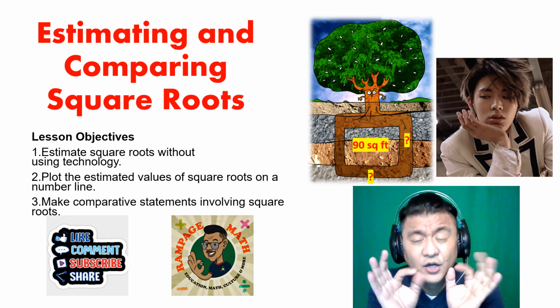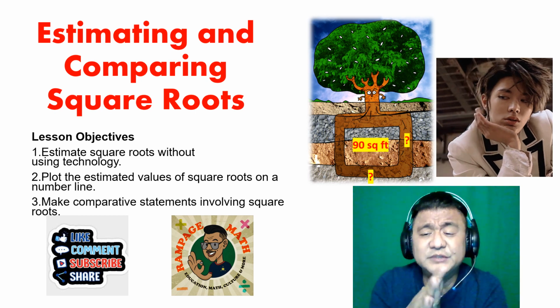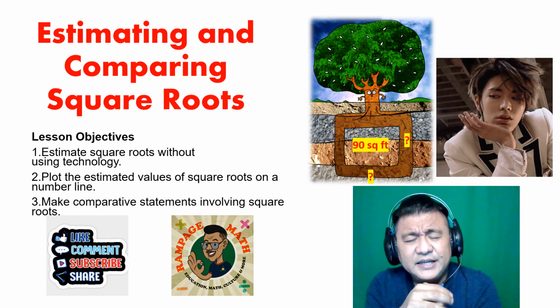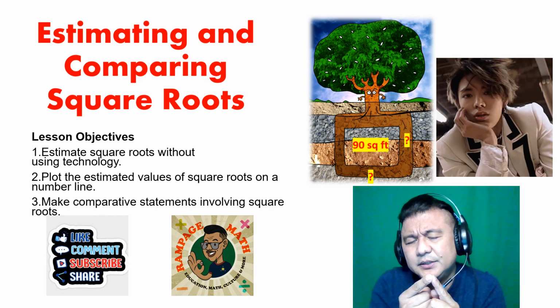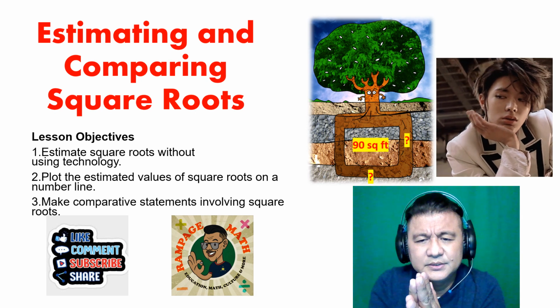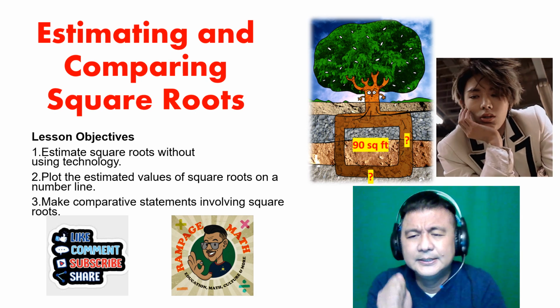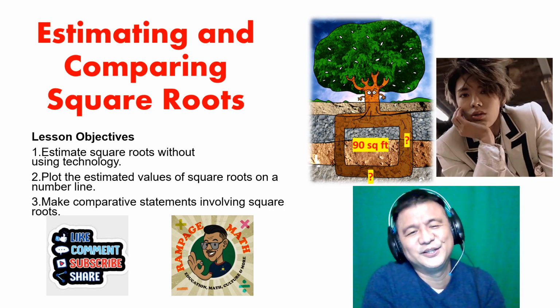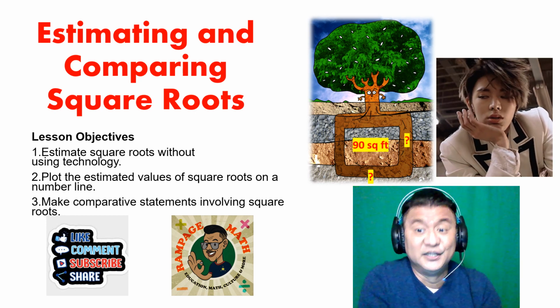He's thinking, what could be the square root of 90? What two numbers, when multiplied by itself, become 90? Is it 9 times 9, 81? No. If I use 10, 10 times 10, is it 100? No, but it's 90. Is there such a number? That's what we're going to learn today. We're going to estimate and compare the square root.